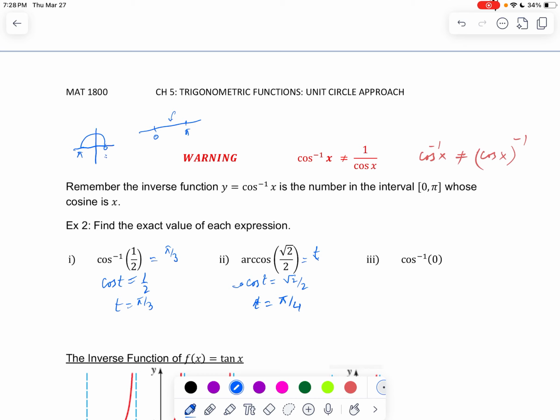Next one, cosine inverse of 0. In other words, we are looking for a number t such that cosine of t is equal to 0. And where does that happen? It happens on the unit circle when our terminal point is at pi over 2, or at 3 pi over 2, or negative pi over 2. But remember, we are not supposed to look down here. We have to stay above the x-axis, between 0 and pi. So the answer is t is equal to pi over 2.